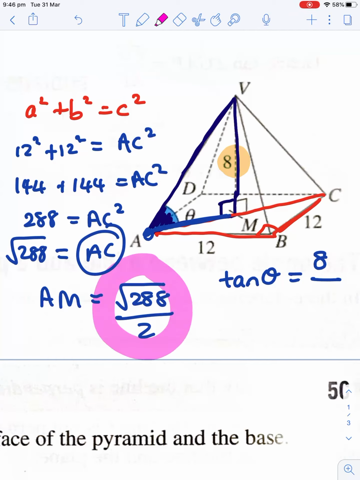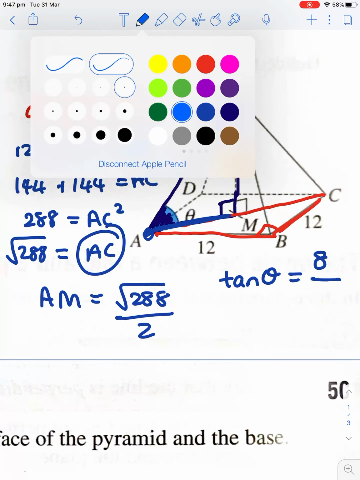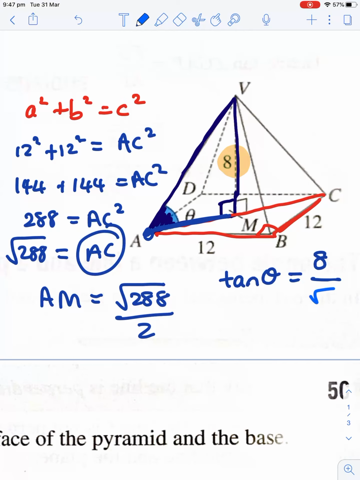And that is equal to this thing here, so that can go on our bottom. So I've got, I'll do this in lighter blue. I've got root 288. Let's get a smaller pen. Sorry, guys. So root 288. Sorry, guys. Square root of 288 over 2 is our adjacent.